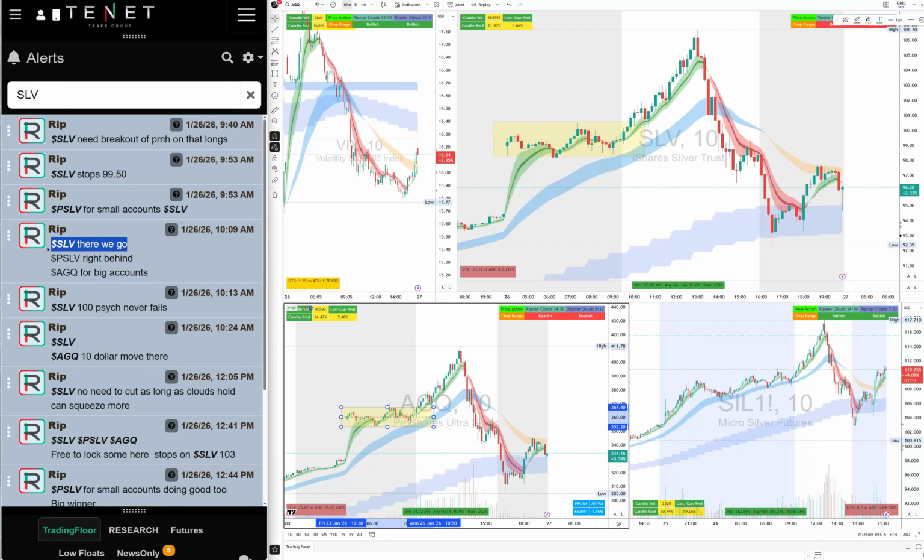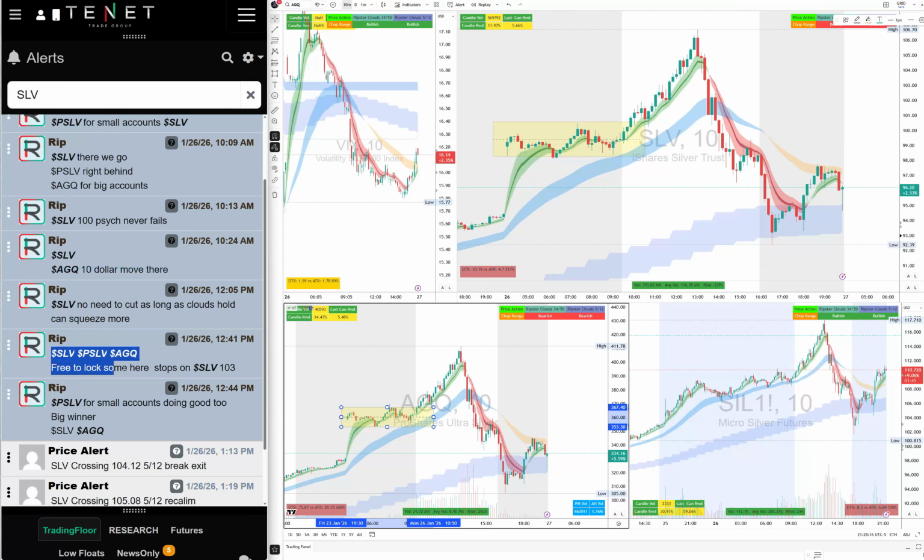I told the traders to hold SLV, or you can also trade PSLV, AGQ for the big accounts, and AGQ gave us a lot of profits. I told the traders to lock some at 103, and same for the small account traders as well.